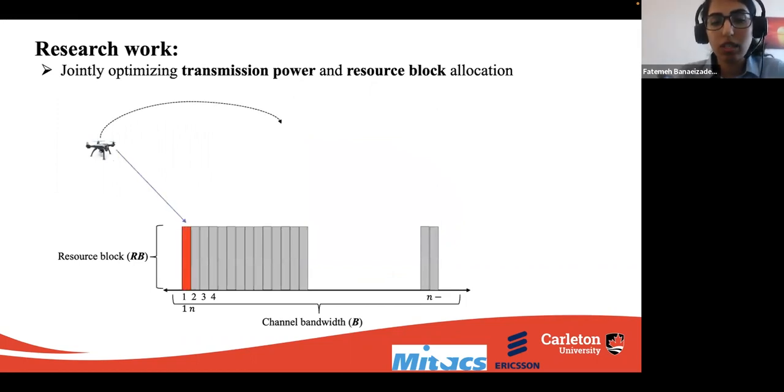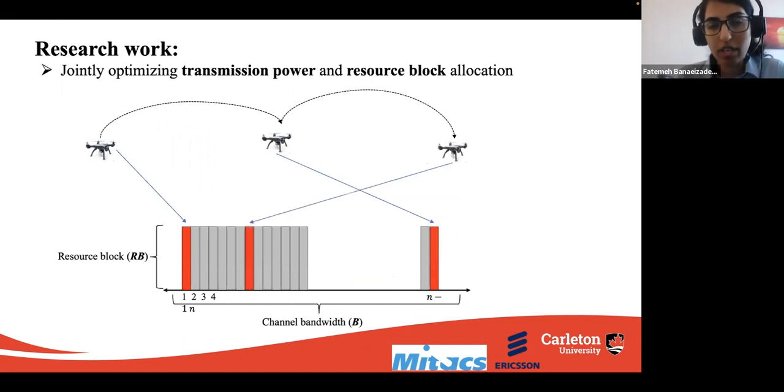Here, in order to solve this problem, for UAVs, because they are flying in different locations, in each location they have different channel conditions, so the power optimization has to be done dynamically. For example, when it's located in location one, one transmission power value can be the best for the UAV, but when it's flying and moving to the next location, this transmission power is not suitable for the UAV, and we have to allocate another transmission power to the UAV.